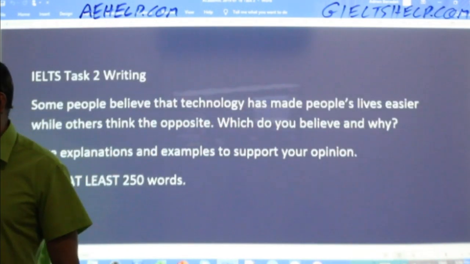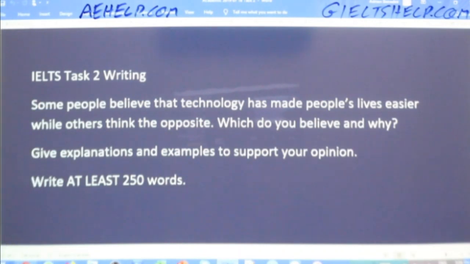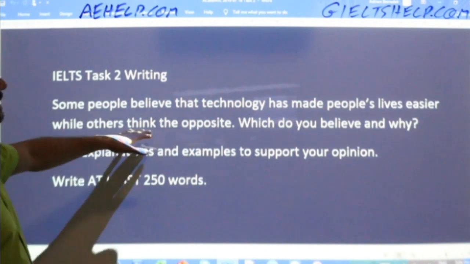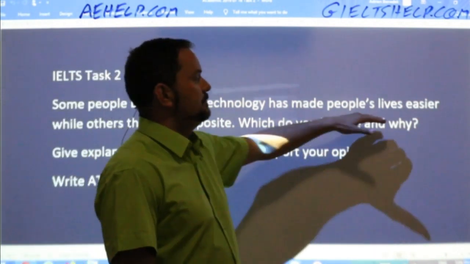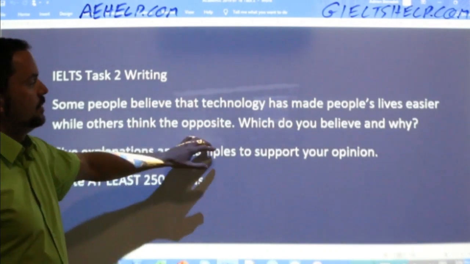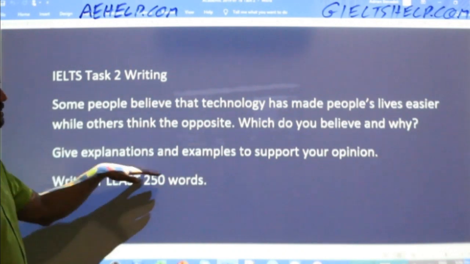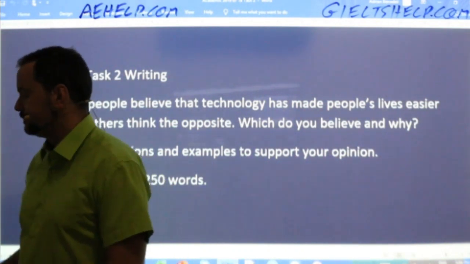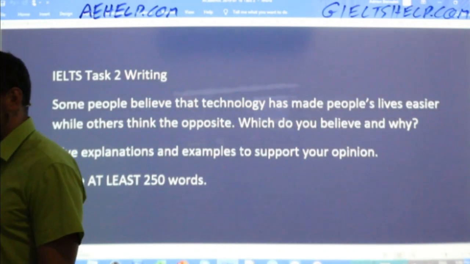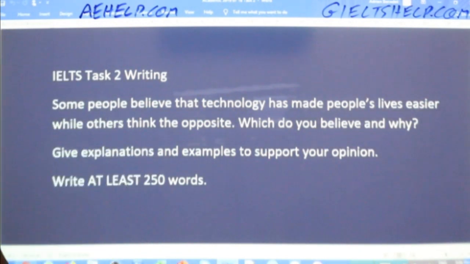Now here is our task 2 question. IELTS task 2 writing. Some people believe that technology has made people's lives easier, while others think the opposite. Which do you believe and why? Give explanations and examples to support your opinion. All right. So, looks fairly simple.